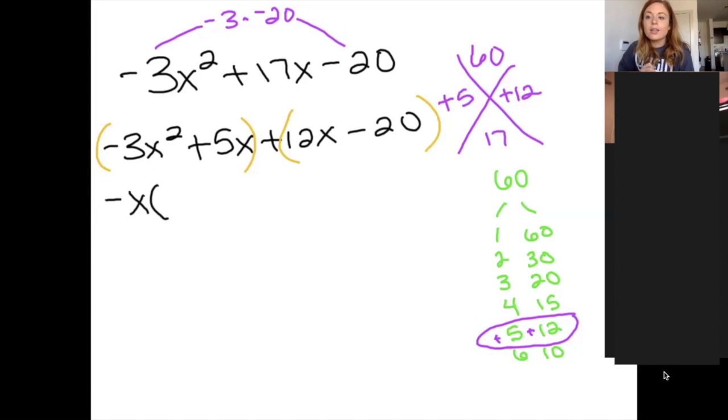If you don't, you can still get the right answer, but it will be easier for you if you do. It will be easier if you take that negative out with your first GCF. So negative x times what will get me back to negative 3x squared? I have the negative and I have 1 x, so what am I missing?